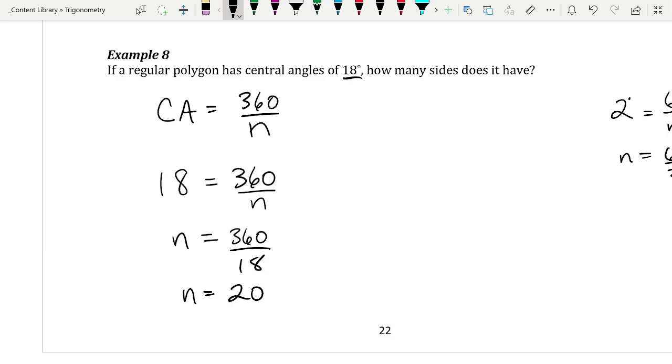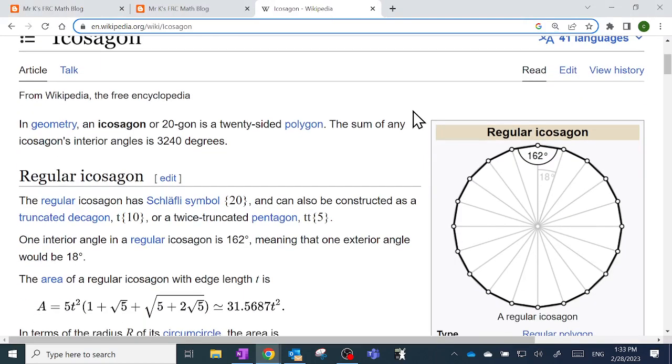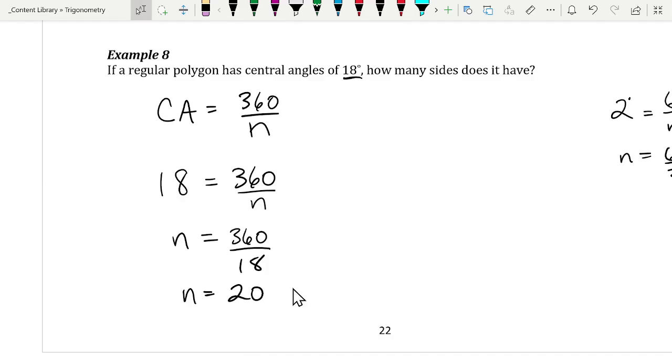We didn't memorize the name for a 20-sided figure, but you know what? It does have one. I should have known this, too. I actually looked it up, and then when I looked it up, I went, oh, yeah, that's obvious. Well, it's obvious to me because, how many people play Dungeons and Dragons? What's your icosahedron die go up to? 20. So that's what an icosagon is. It's a 20-sided regular polygon. And that's what we just figured out.